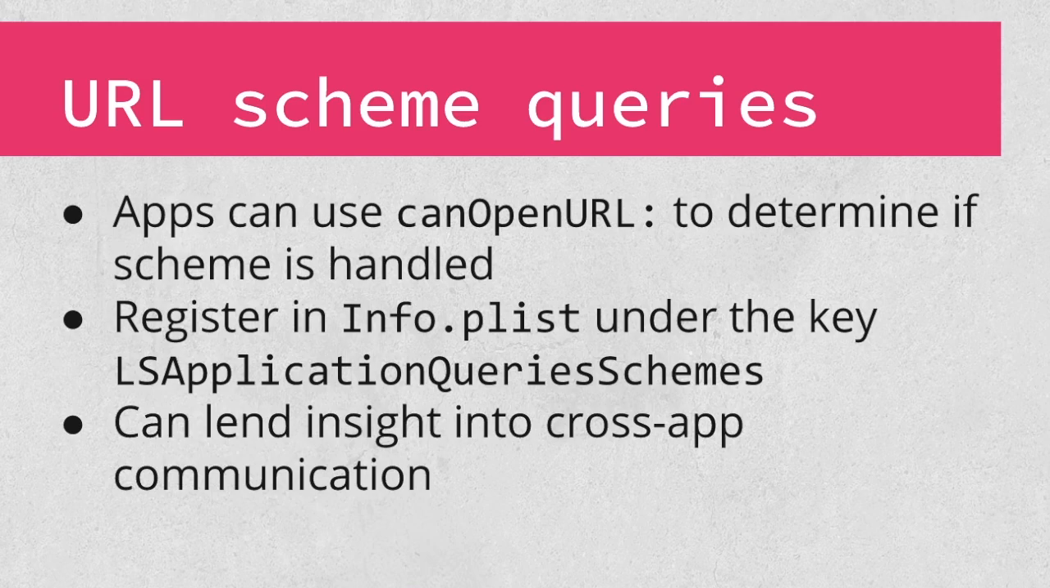In fact, this is exactly what a lot of applications did for analytics purposes before Apple restricted this functionality. In current versions of iOS, apps must declare the schemes they want to query in the info.plist file under LSApplicationQueriesSchemes. Reviewing the contents of this key can help you understand how an application expects to interact with other applications installed on the same device.